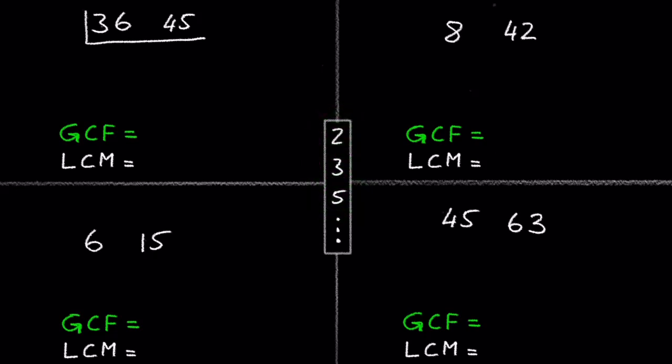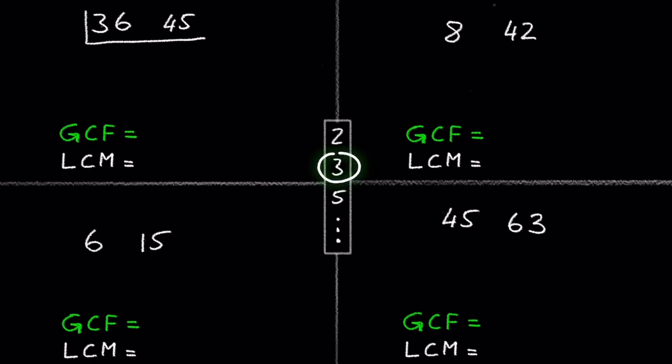Are 36 and 45 divisible by the first prime number, which is 2, evenly without a remainder left over? No, unfortunately not. 36 is divisible by 2, but 45 is not. Remember, both numbers, 36 and 45, have to be divisible by 2. So we skip the 2 and move on to the next prime number, which is 3.